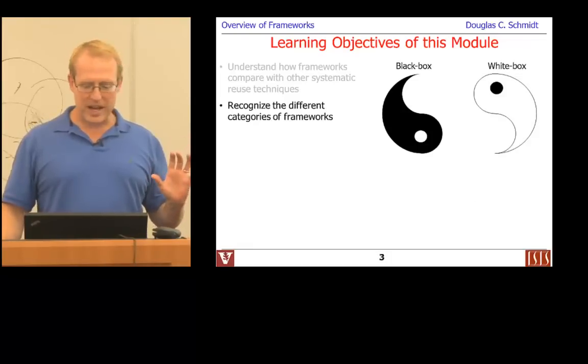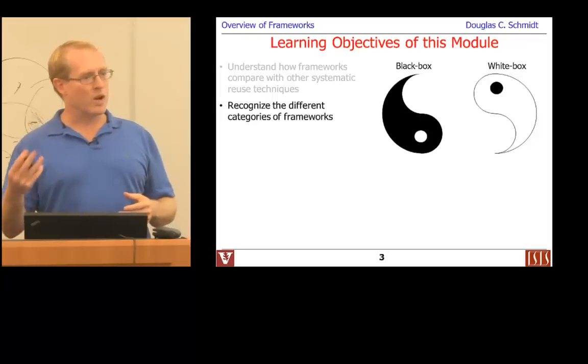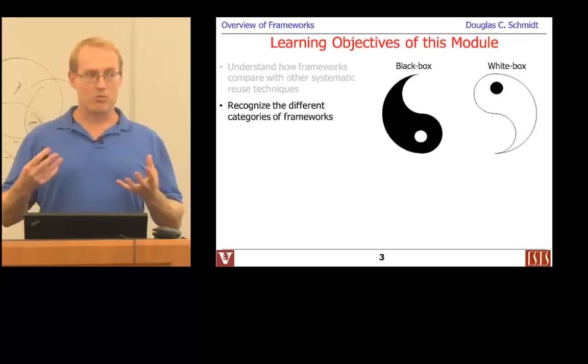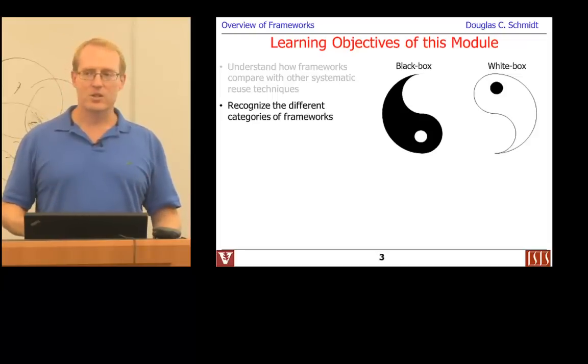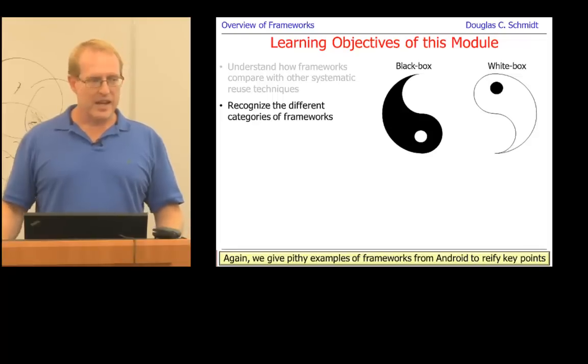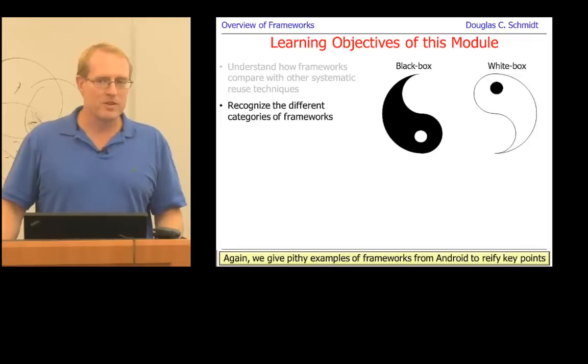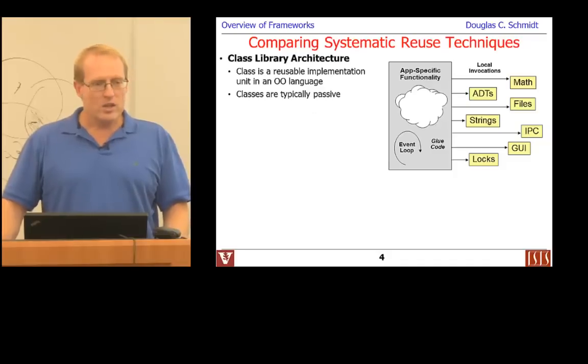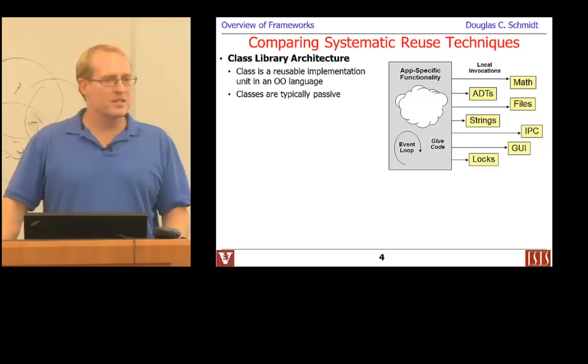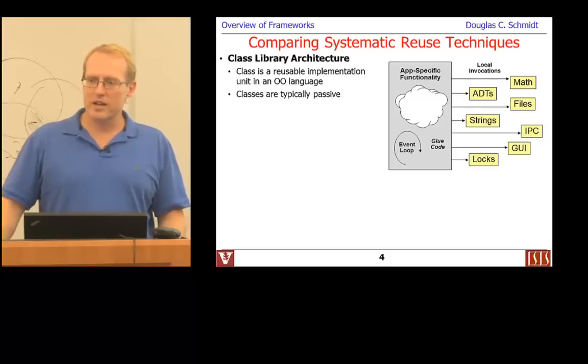And then we're also going to talk about the different categories of frameworks. There's a couple of different categories. There's black box frameworks, white box frameworks. Oftentimes in the real world we get a little bit of both in our solutions, and I'll show you some examples of that. And again, we'll show some examples from Android to illustrate these various points. So let's start by talking about different kinds of software reuse techniques.